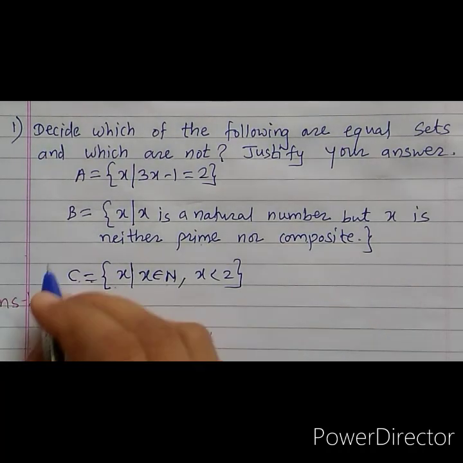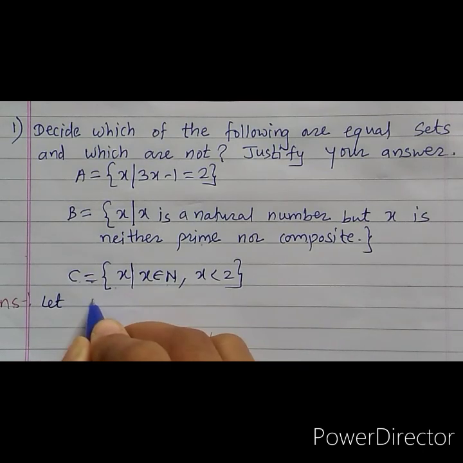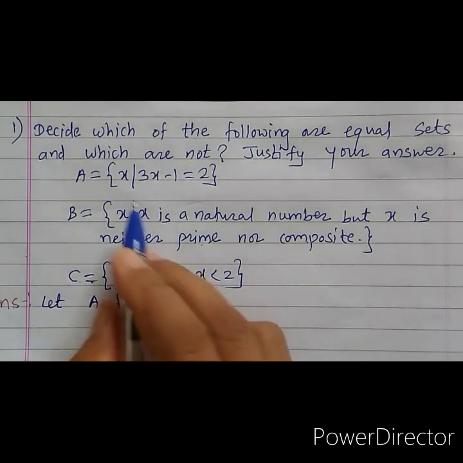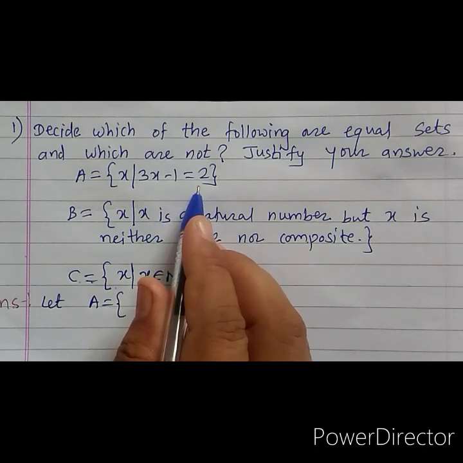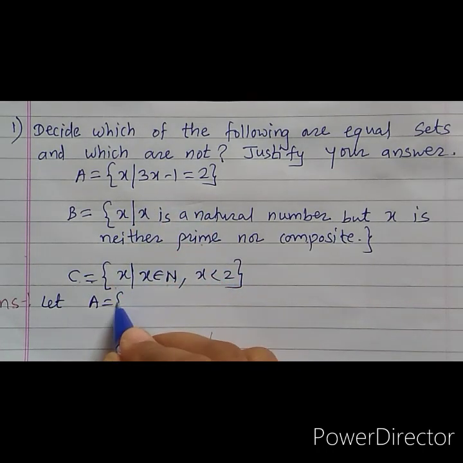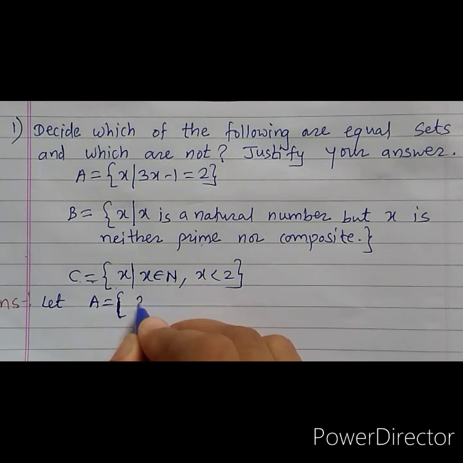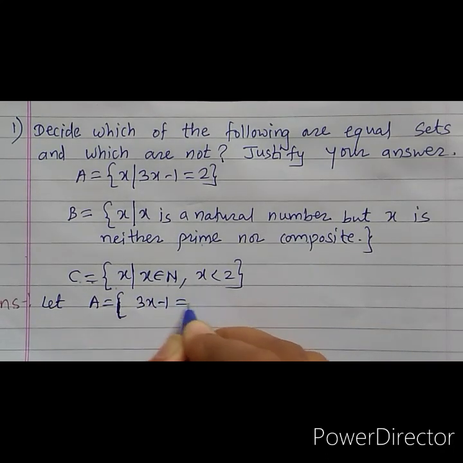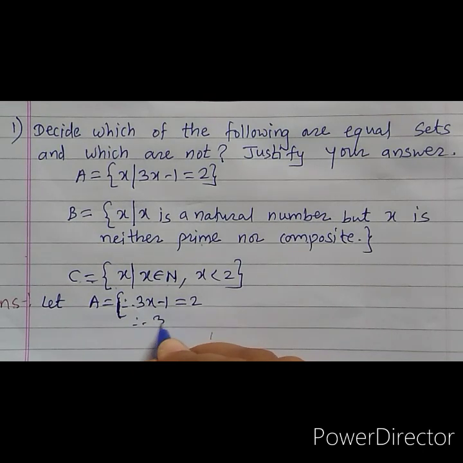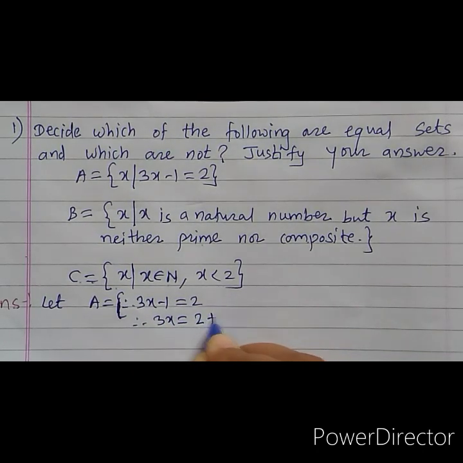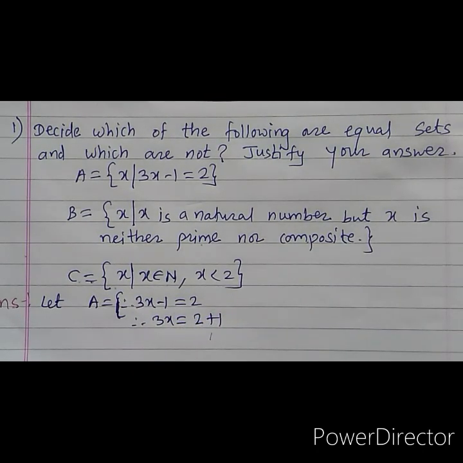Now we have three sets. Let A be the set of x such that 3x minus 1 is equal to 2. So first we have to find the value of x. So 3x minus 1 is equal to 2. Therefore 3x is equal to 2 plus 1, after shifting this value to the right hand side.